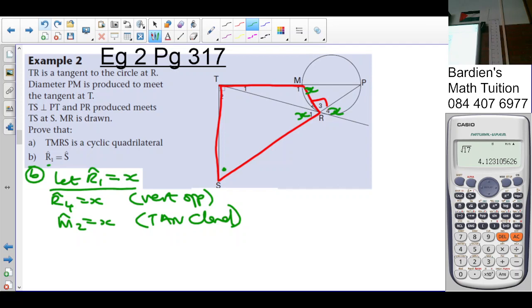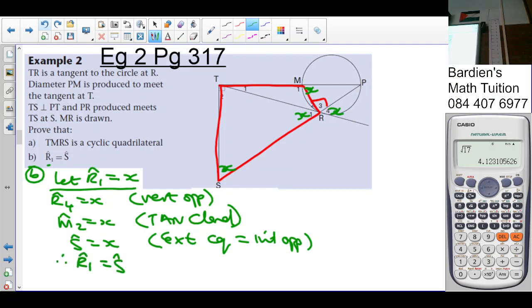Then we said that angle S is equal to X. Why? Exterior angle of a cyclic quad equals the interior opposite angle. So therefore, R1 is equal to S is equal to X. Okay. Any confusion here? Any confusion? No?